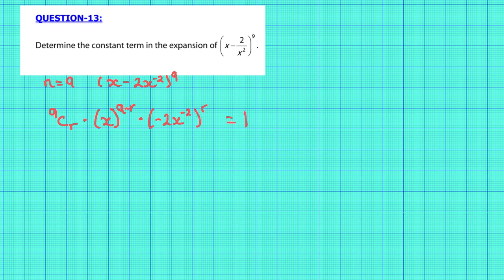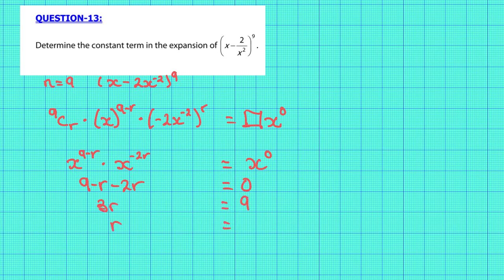I know that that's got to give me some power of x to the power of 0. Expand out those that deal with x, giving me x to the 9 minus r to the x to the minus 2r. And that's got to equal x to the power of 0. So 9 minus r minus 2r is equal to 0. 3r is equal to 9. r is equal to 3.